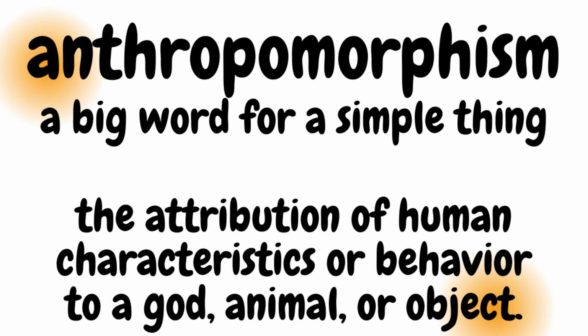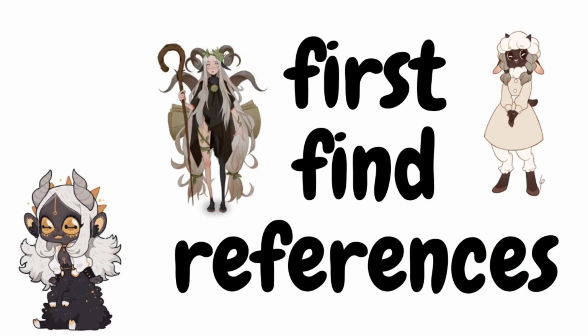Anthropomorphism, a big word for a simple thing: the attribution of human characteristics or behavior to a god, animal, or object. Let's talk about it. First things first, the easiest task. Find some references for the object, animal, or whatever it is you're trying to give human characteristics to. This is going to be important.